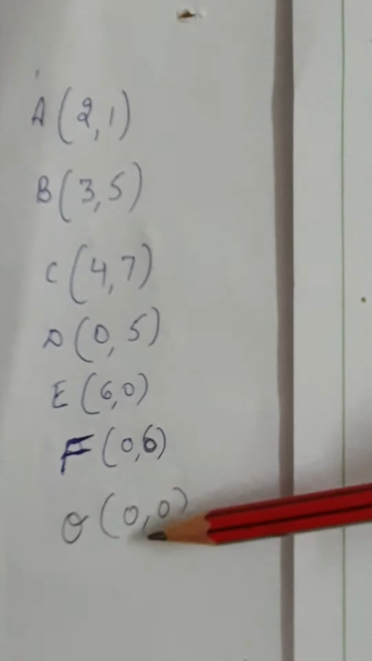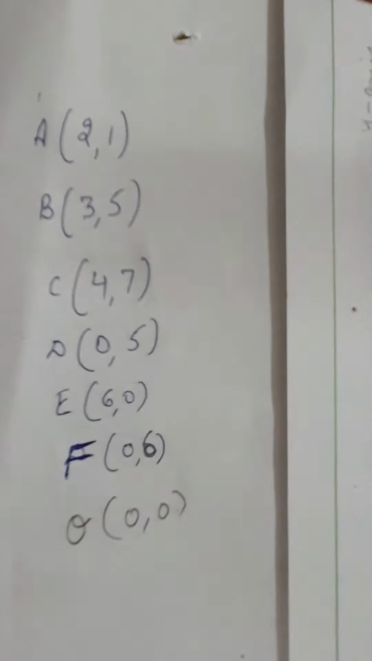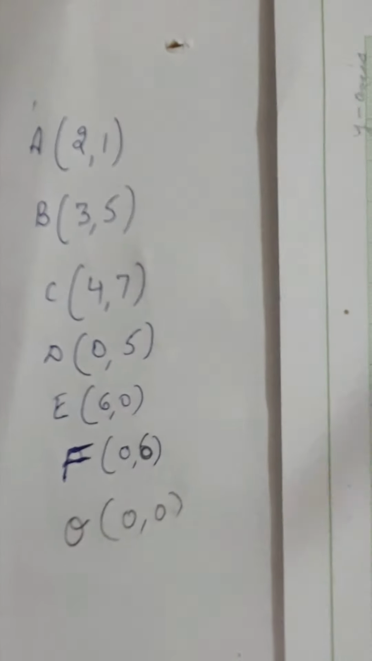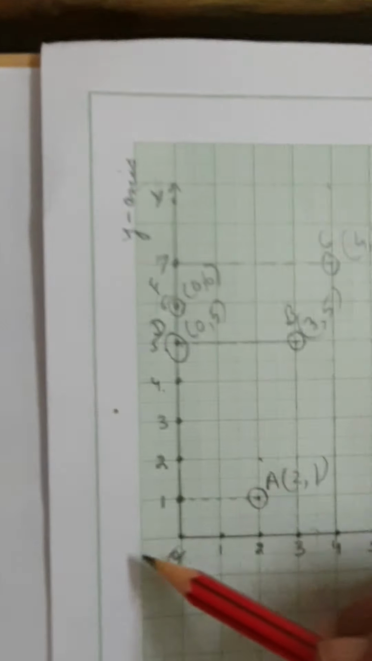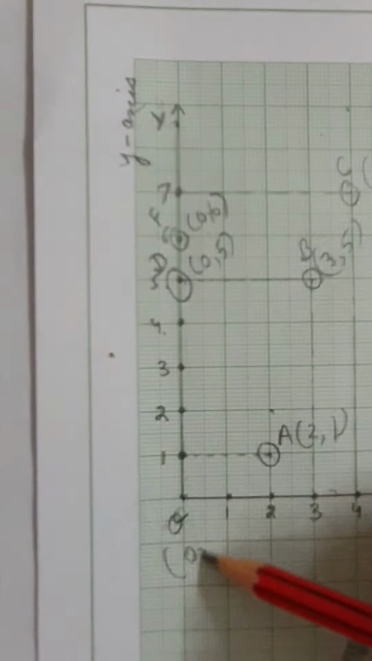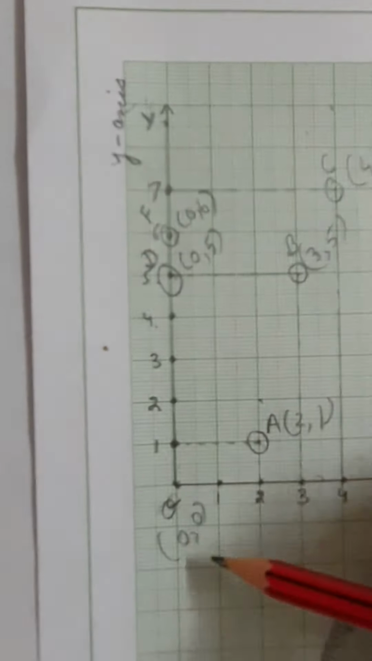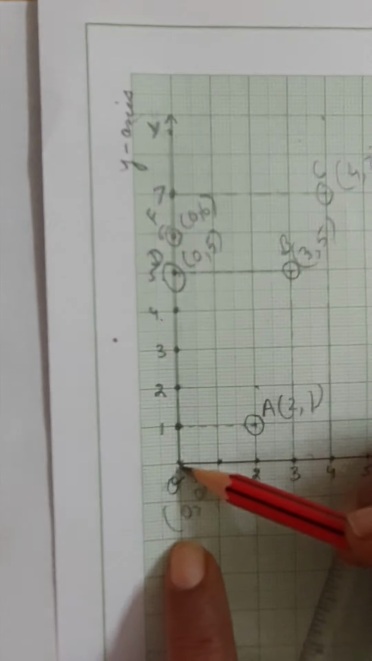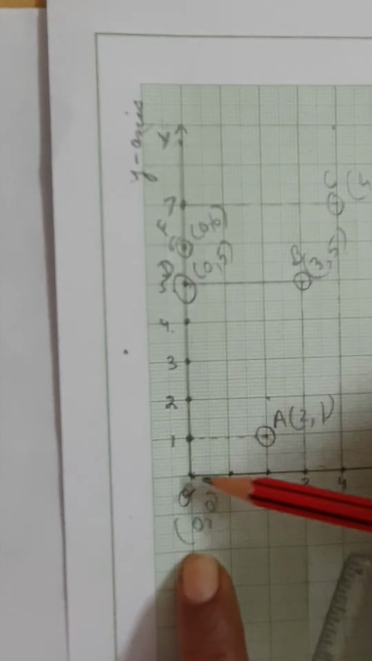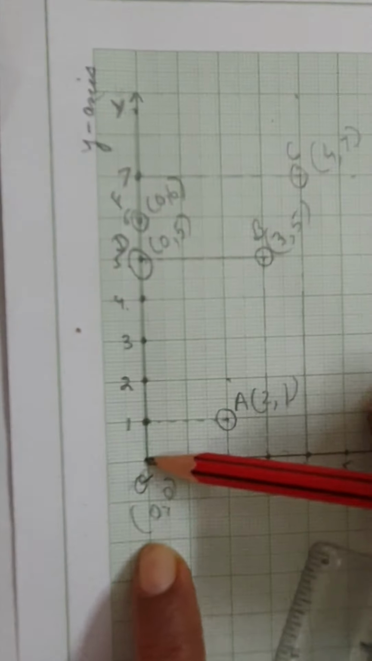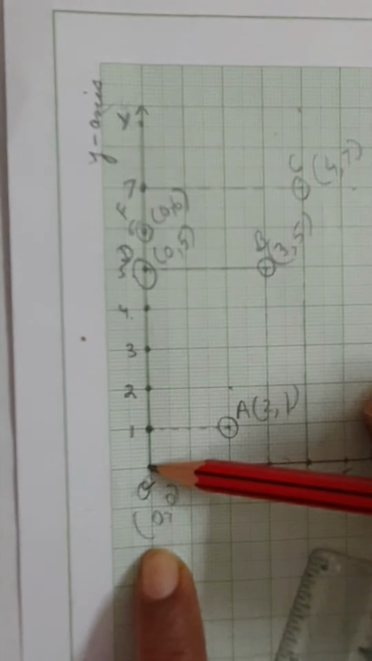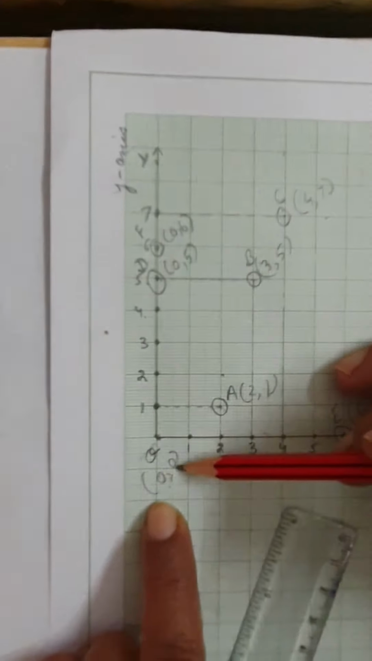So the last point is O, that is 0, 0. That is 0 unit away from x-axis and 0 unit away from y-axis. It is the origin 0, 0. So the origin is having the coordinates 0, 0. That it is lying on y-axis and it is lying on x-axis. The point of intersection of both the axes. Origin having the coordinates 0, 0.